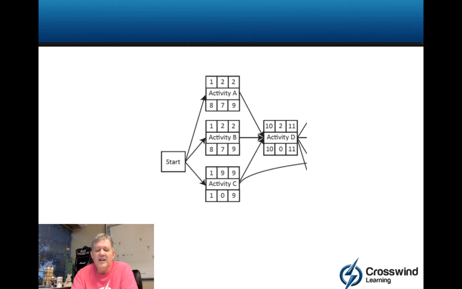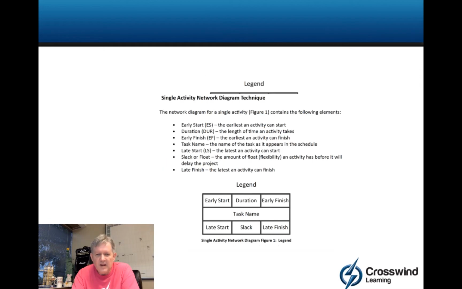And so when we think about this, I want you to be able to work the box. So let's look at this box to begin with. Now, the top left is always going to be the early start. The top right is going to be the early finish. Bottom left, late start. Bottom right, late finish. Generally speaking, think of it this way: early is at the top, late is at the bottom, start is at the left, finish is at the right.